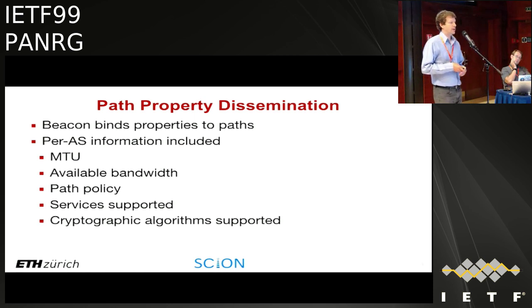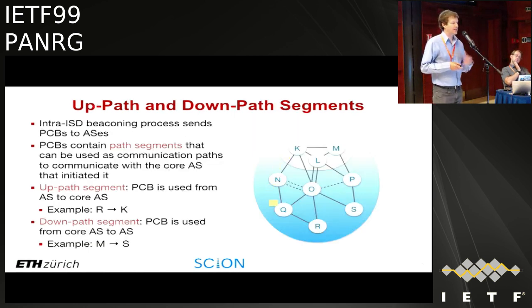We then differentiate between up and down path segments, but in essence, any segment can be used in both ways. Just the way we draw it is we draw the core at the top, and so hosts or domains are at the bottom. So we call it an up path if the path is being used towards the core, and the down path for paths being used from the core to a non-core AS.